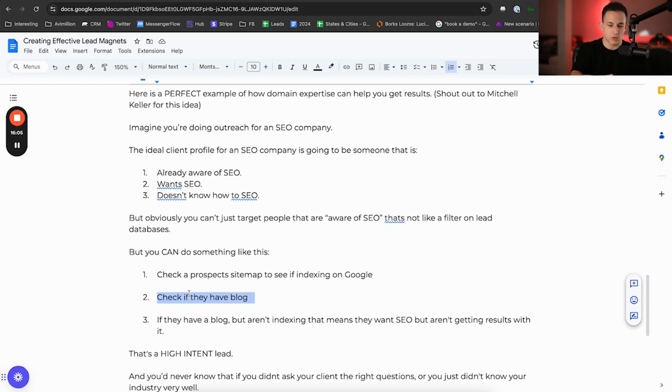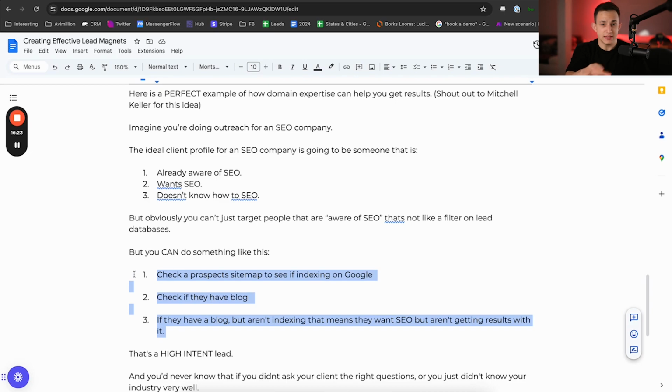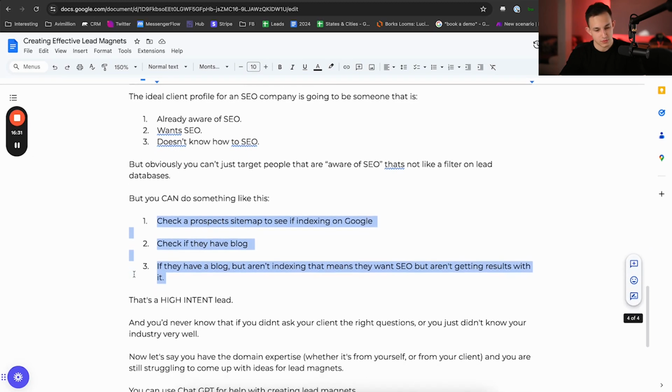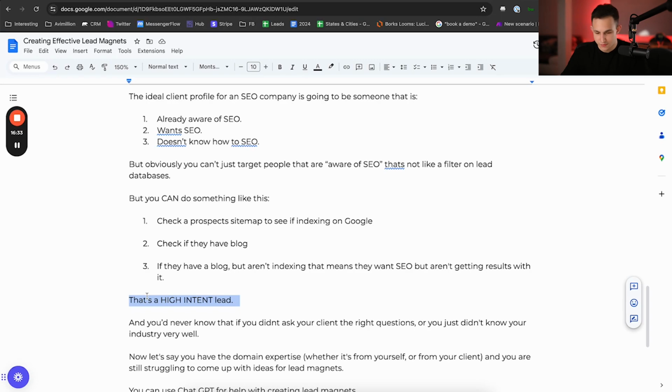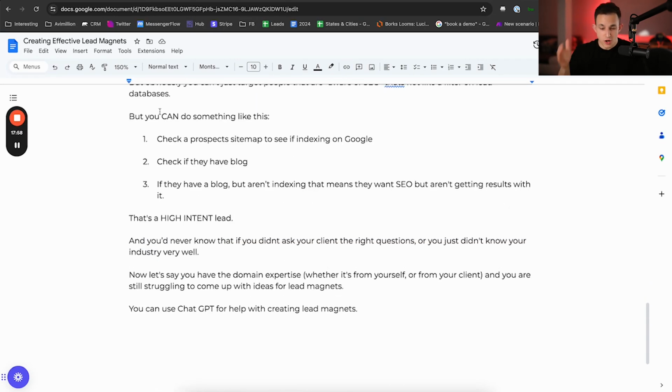Okay. Now, in this situation, an amazing lead magnet would be helping them get indexed by Google. Okay. And you would never in your life be able to come up with something like this if you didn't have domain expertise. And you need to be able to come up with things like this. Okay. Now, finding leads like this can be automated with Clay. This is a conversation for an entirely different day. I'm not going to go over it in this video, but this is possible to automate. Okay. Now, this is a high intent lead. This is a perfect example of a high intent lead, right? And you'd never know that if you didn't go and ask your clients the right questions, or if you just didn't know the industry very well yourself.